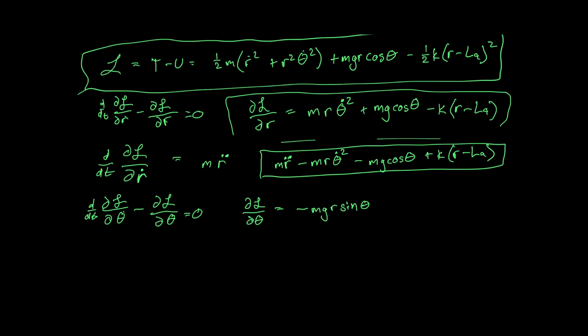Now, partial L with respect to theta dot. There's just one theta dot, so that is m r squared theta dot. There's our angular momentum again. It's kind of a funny thing showing up. But we need the time derivative of this, and it doesn't equal 0 anymore like in the other problem we had earlier. So we have to do the full thing and use the chain rule.